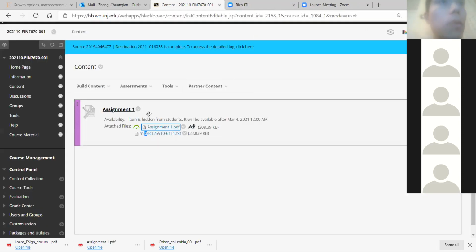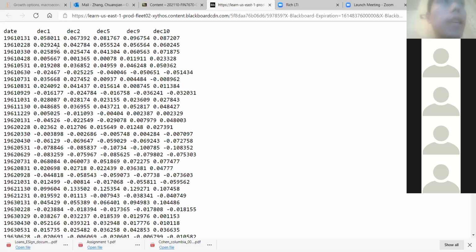Tomorrow morning you will see this txt file, which will be the data. You can see here the data has a date, which is a calendar date.